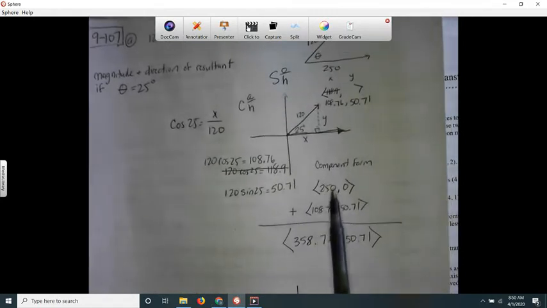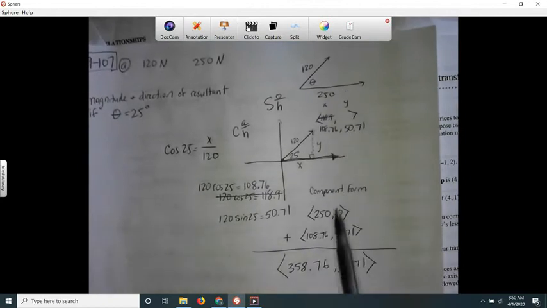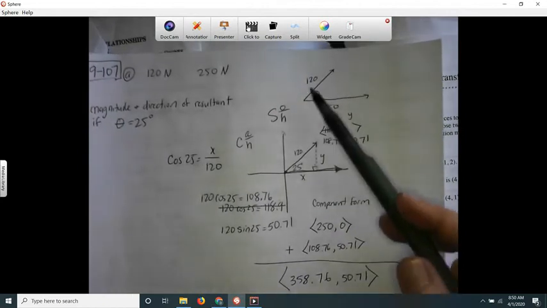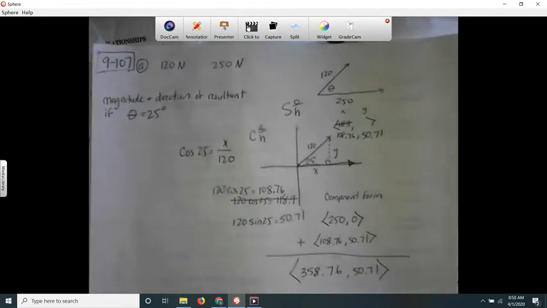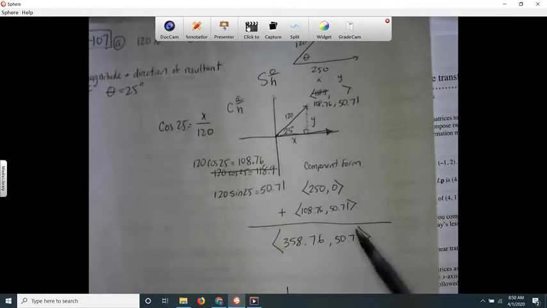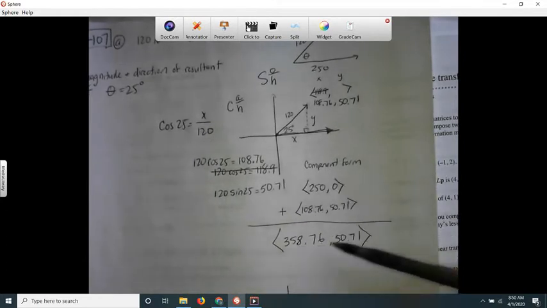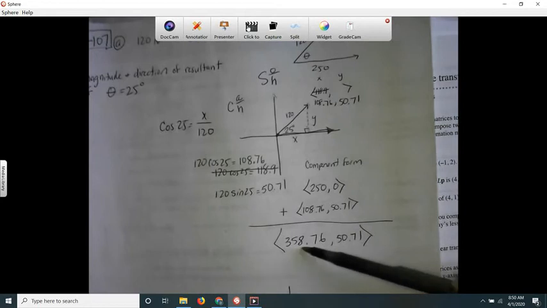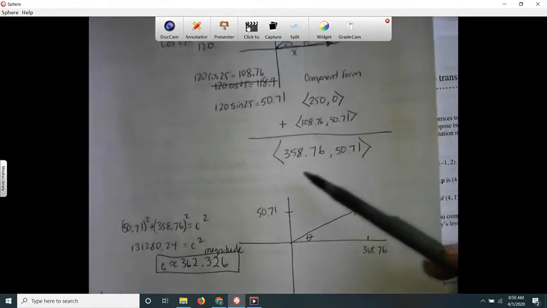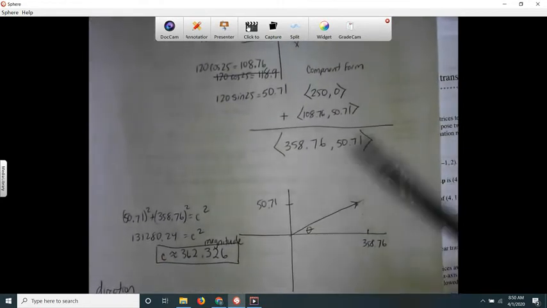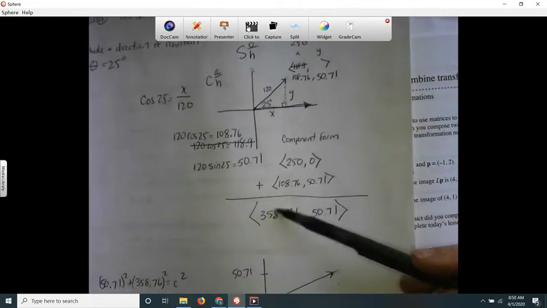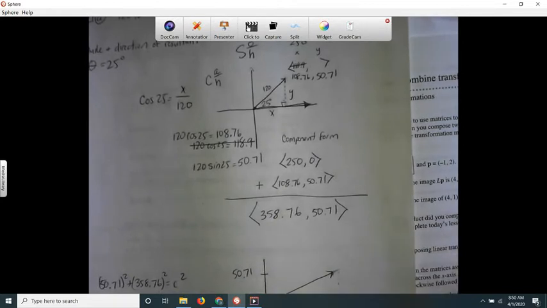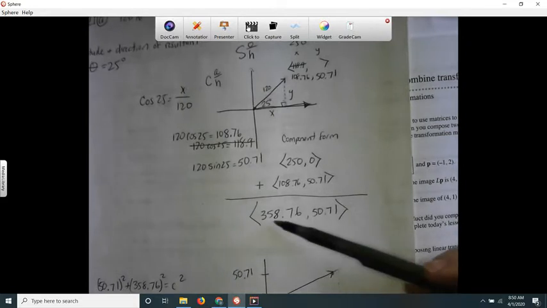So now I have component form for this vector and for this vector, and because it says the word resultant, that's why I am choosing to add them up. When I add them up, I get these two numbers. I drew this on another xy coordinate plane. This is the resultant vector. It would be nice if they would just accept my answer in component form, then I'd be done.